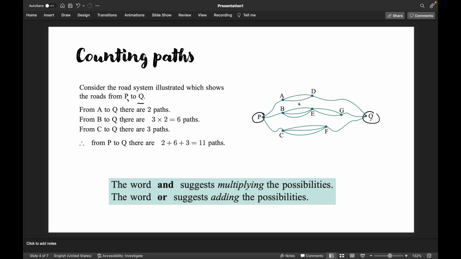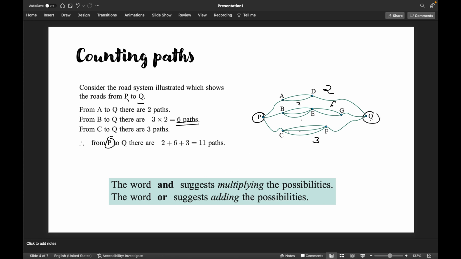And from B to Q, this is the counting principle, the product rule. So this is going to be 3 into 2, which is 6. So 6 ways. And then from C to Q, there are 3 paths, 1, 2, 3. This is going to be 3, 6, and 2. And so therefore, from going from P to Q, there are 11 paths. We have to add them.